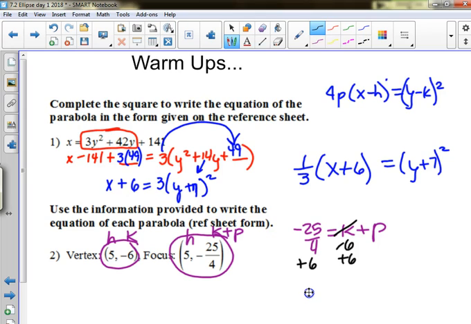Yes? No, 6 would be 24/4. Woo. So it's negative 1/4? Yeah, use a calculator because my brain doesn't work.